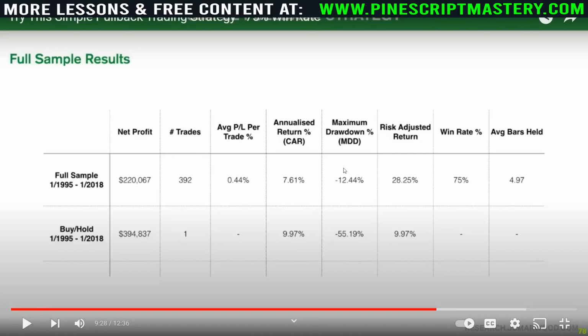So the metrics here have a decent annualized return, but it is less than buy and hold. So buy and hold returns on average about 10% per year on the S&P 500. This strategy returns about 7.6%.